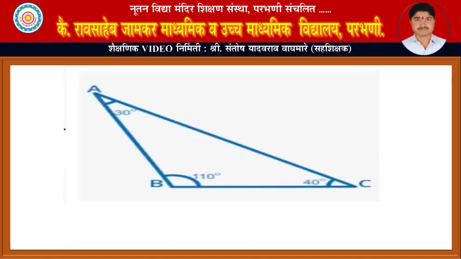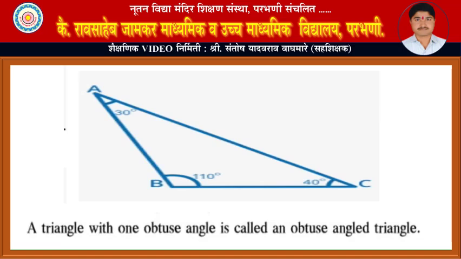In this triangle, we see angle B is 110 degrees, meaning more than 90, and the other two angles are less than 90. Such a triangle with one obtuse angle is called an obtuse angled triangle. Angle B is an obtuse angle. So, a triangle with one obtuse angle is called an obtuse angled triangle.